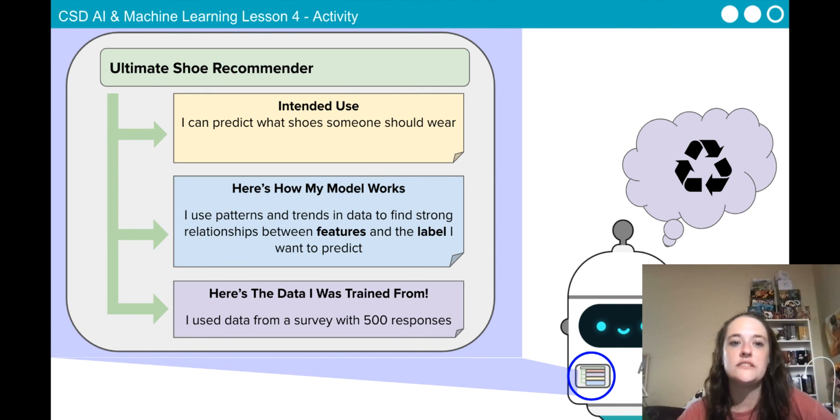So, the Ultimate Shoe Recommender we are about to look at, an AI bot made this with the intended use to predict what shoes someone should wear. And this is how the model works. It uses patterns and trends and data to find strong relationships between features and the label that it wants to predict. So here's the data that it was trained from: a survey with 500 responses.